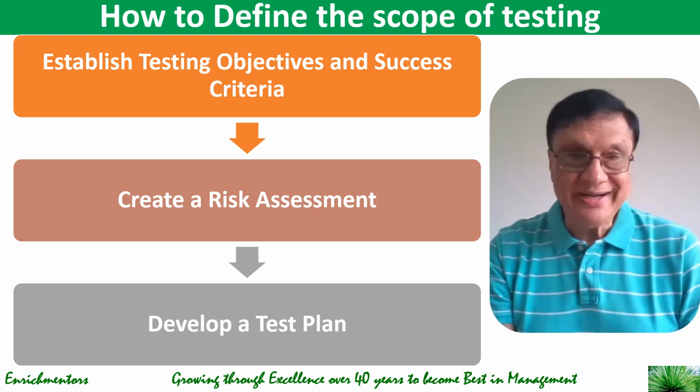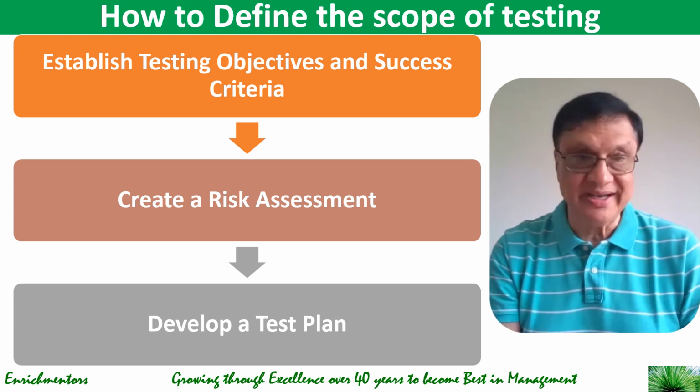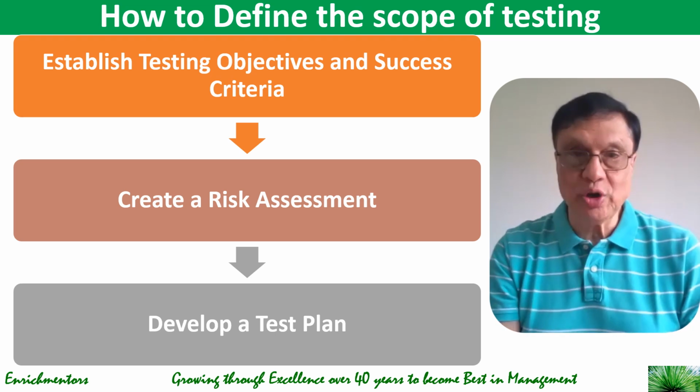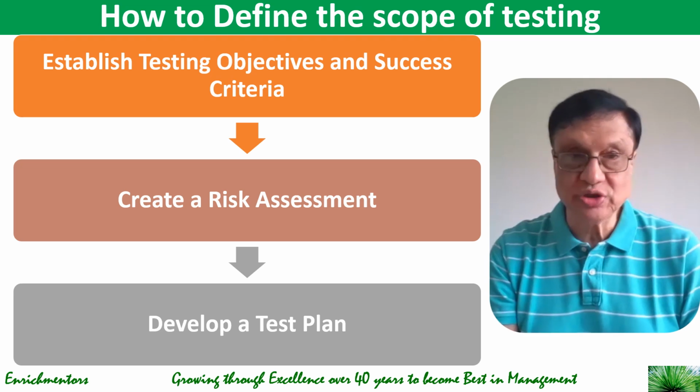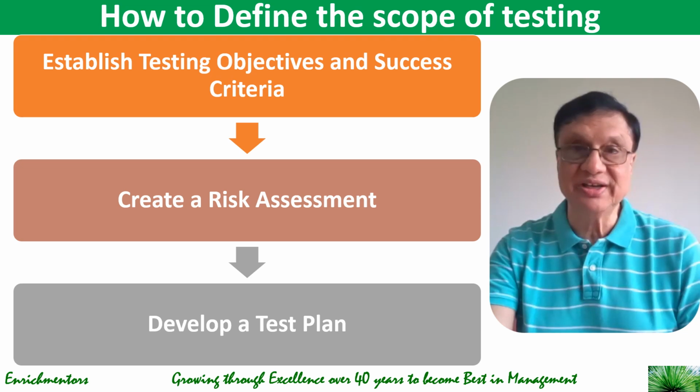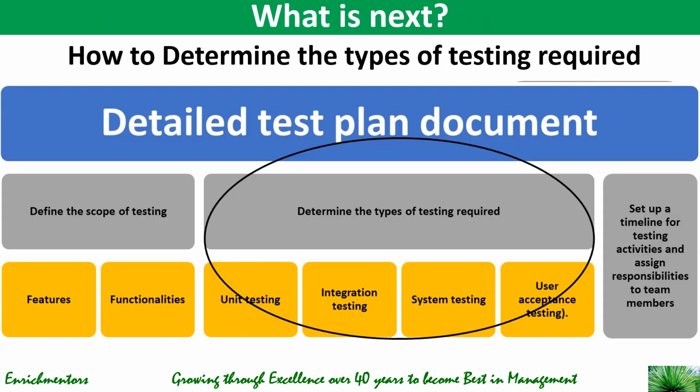You include entry and exit criteria for each phase of testing, and once you complete all this, you have a comprehensive test plan document. By following these steps, you can define a clear and comprehensive scope of testing that ensures all critical features and functionalities will be thoroughly tested, minimizing risk and ensuring that the final product will meet the business objectives as originally envisaged. Having looked at how to define the scope of testing, what do we do next? We will look at how to determine the types of testing required, and the various types of tests you see here, in the next lecture.